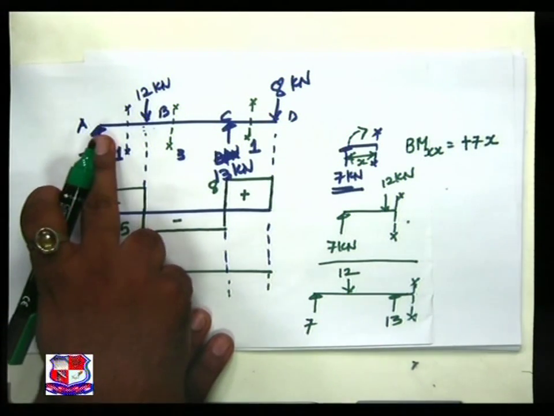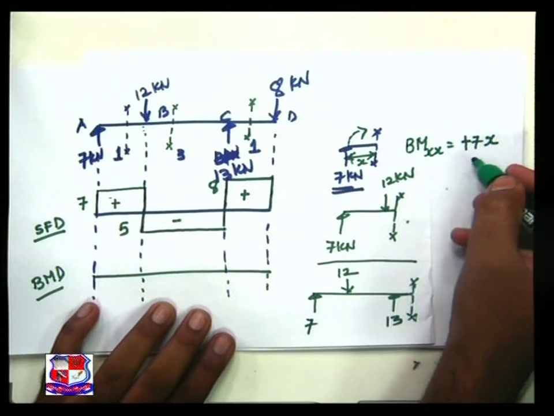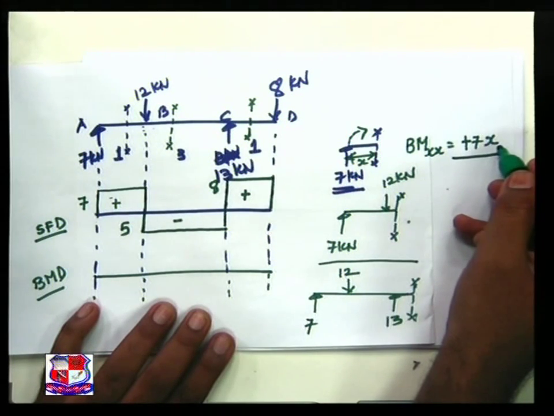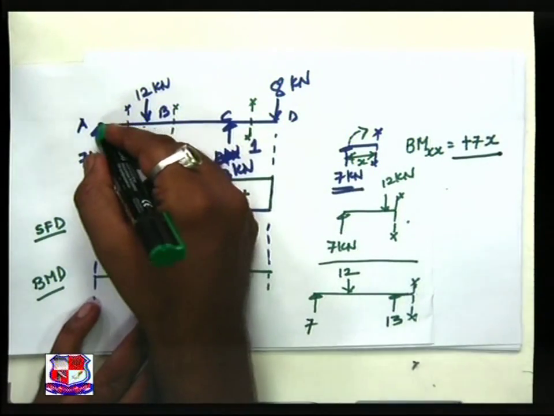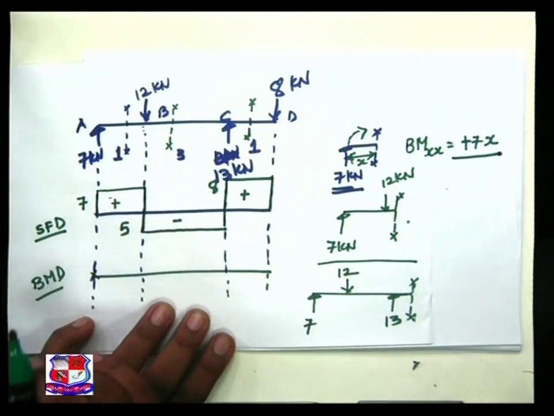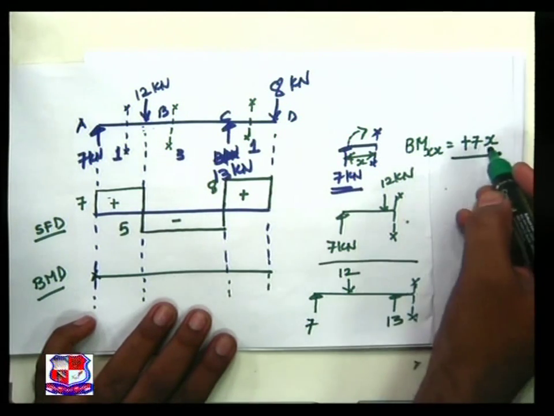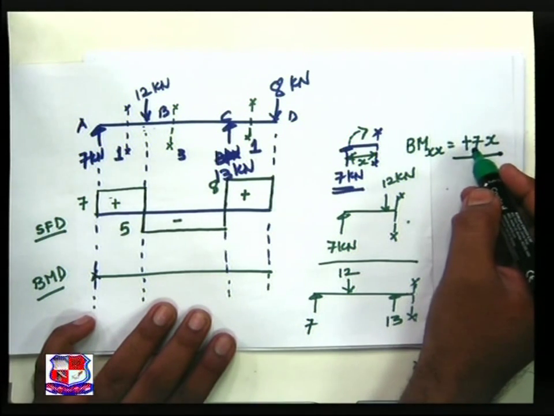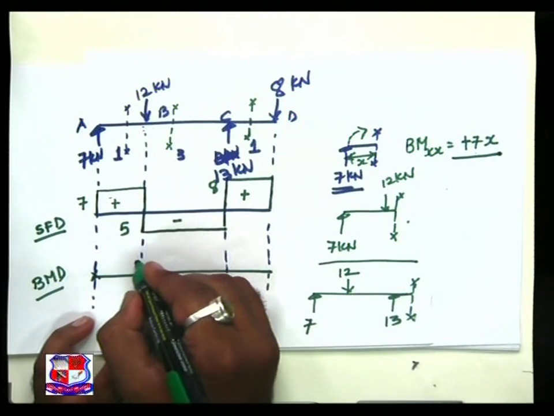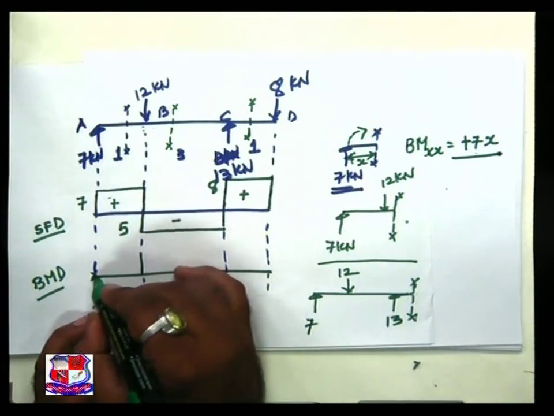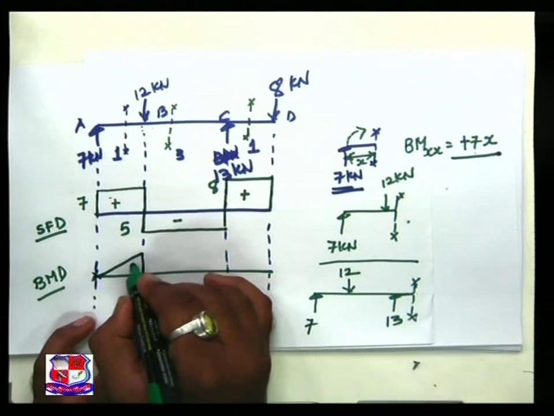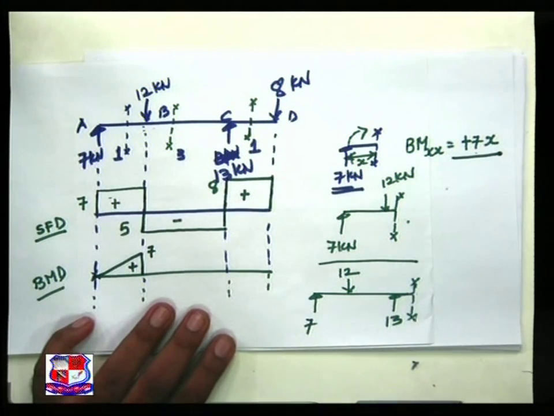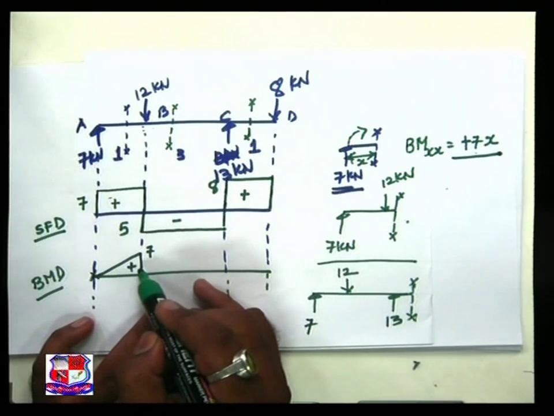Between A and B, the variation of bending moment has the nature of an inclined straight line. Now put x equal to 0: bending moment at A is equal to 0. When x is equal to 1, 7 into 1, 7 with plus sign, is the bending moment at B. So this is of magnitude 7, an inclined straight line, with plus sign. So now you understand how we achieve this.